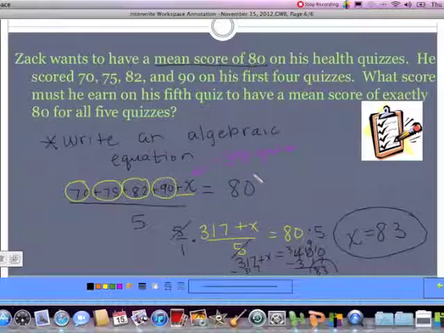Now, with these questions you can always go back and check your work. Simply plug in the 83 where the X is. So I would calculate by adding all of these numbers, dividing by 5, and I do indeed get 80. So I know that this is the correct answer.